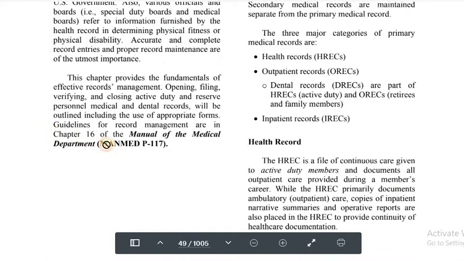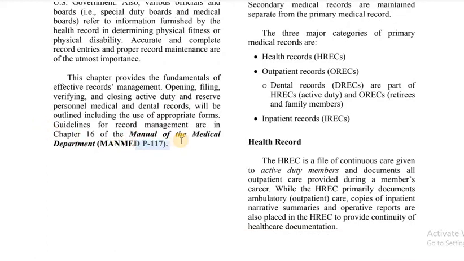Let's see again, Chapter 16 of P117. P117 is the nomenclature for NAVMIN or ManMed, the Manual of the Medical Department. Chapter 16 is almost always on the bibs, so that's an important one to take a look at.